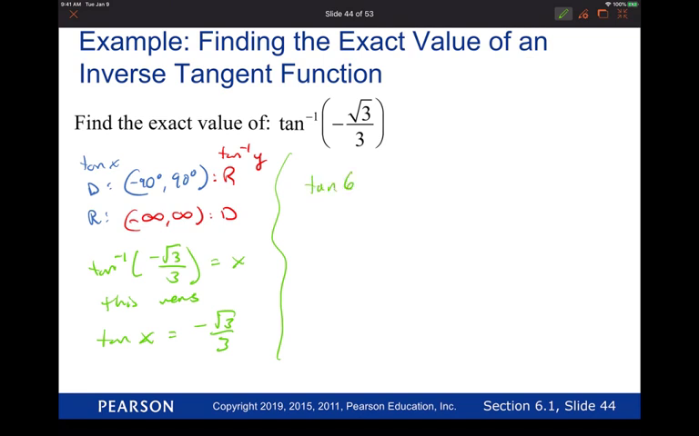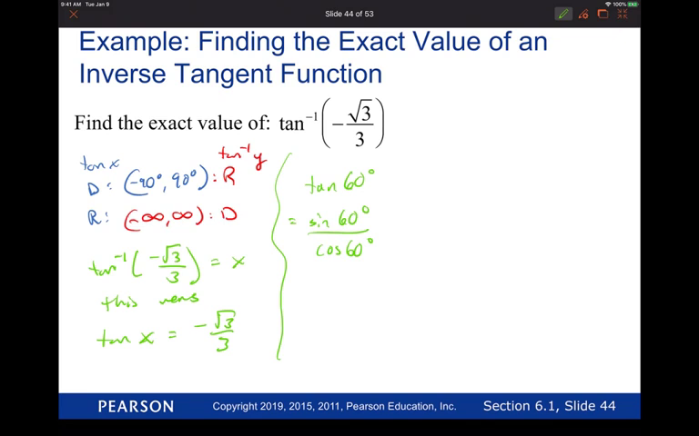That's going to be the same as what? Tan is sine over cosine. So this will be sine of 60 degrees over cosine of 60 degrees, right? So then from the unit circle, what's the sine of 60? Sine is our y, right?